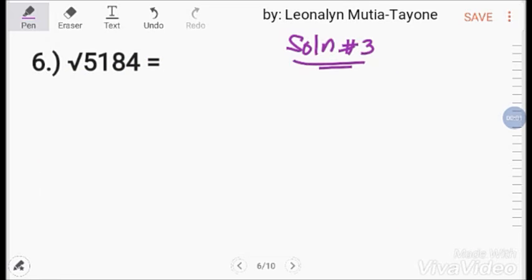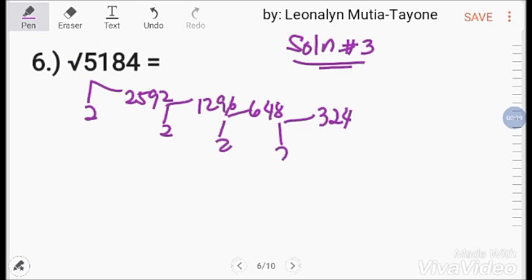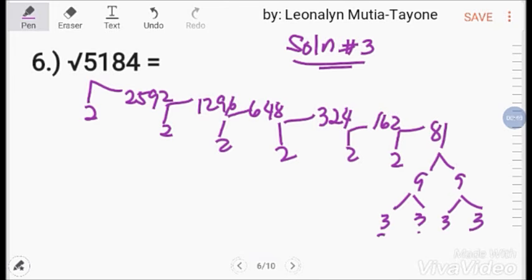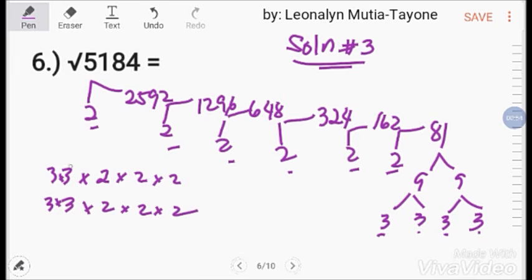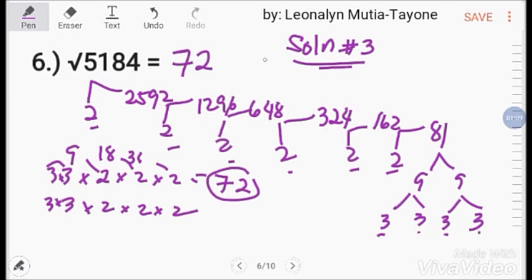Solution number 3, let's find their prime factors. Let's group them. 4 na 3. So, tagdalawa siya. Ilan ang 2? 1, 2, 3, 4, 5, 6. So, tagdalawa ay tagtatlong 2. So, ito ang i-multiply natin. 3 times 3 equals 9. Times 2 equals 18. Times 2 equals 36. Times 2 equals 72. So the answer is 72.